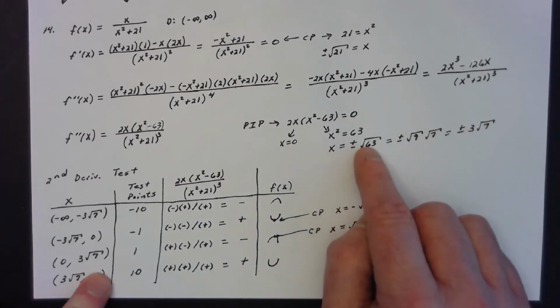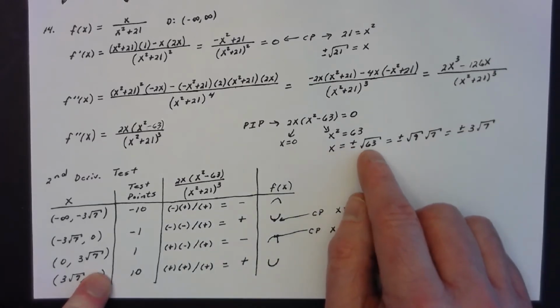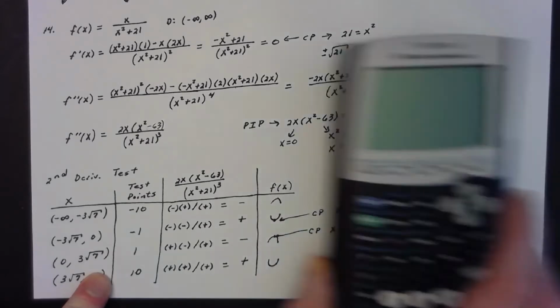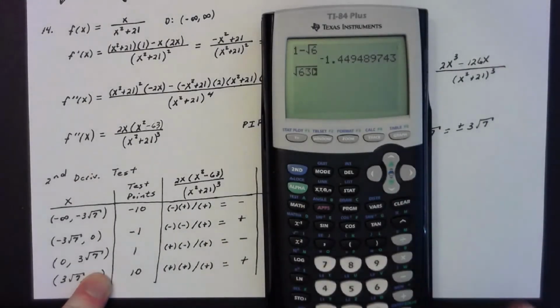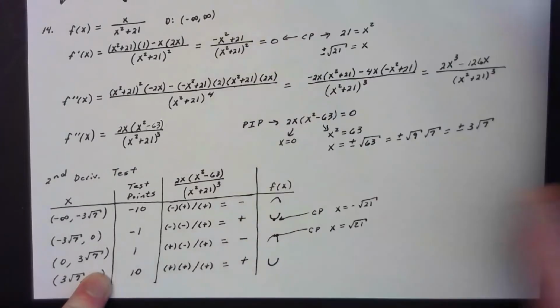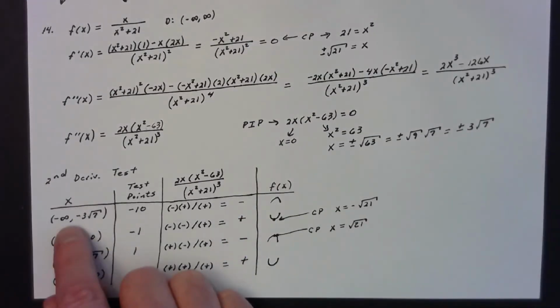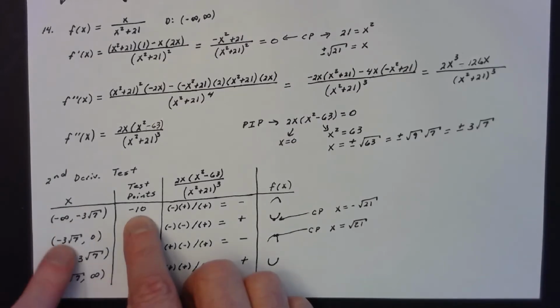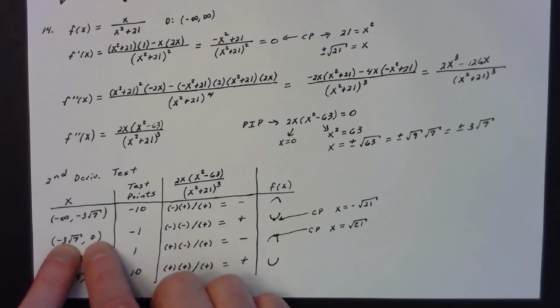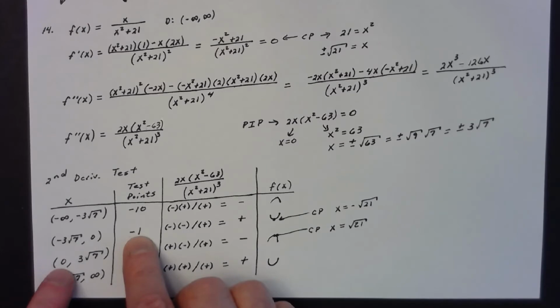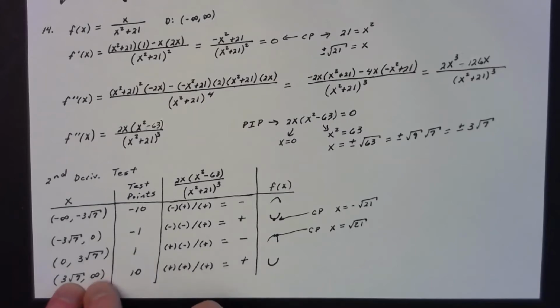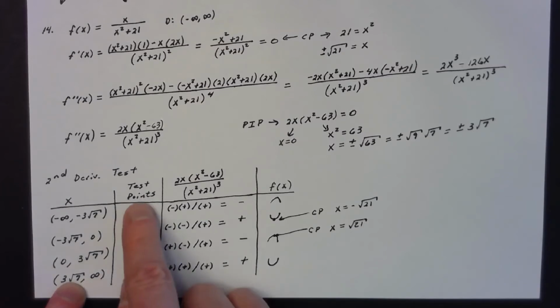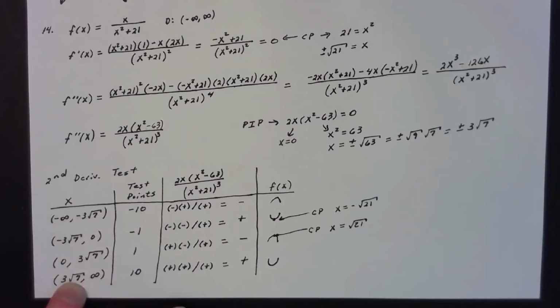Now, I know that 3 root 7, positive or negative, is very close to 8. The square root of 63 is close to 8, about 7.94. So in this first interval, I need some value between negative infinity and negative 7.94. I chose negative 10. I need some number between negative 7.94 and 0. I chose negative 1. Some number between 0 and 7.94, I chose 1. And some number between 7.94 and infinity, I chose positive 10. Again, nothing special about those test points other than they do lie within the region they're supposed to represent.